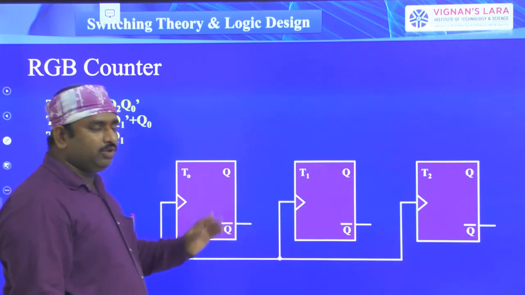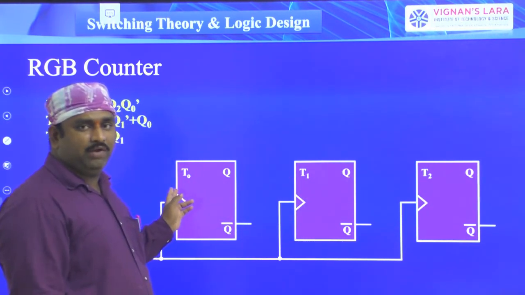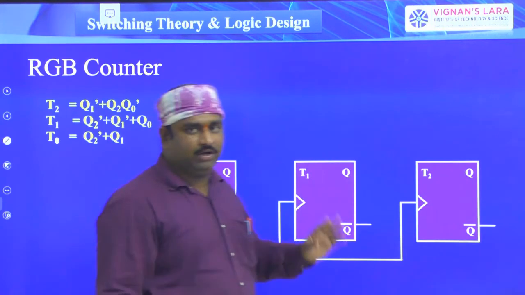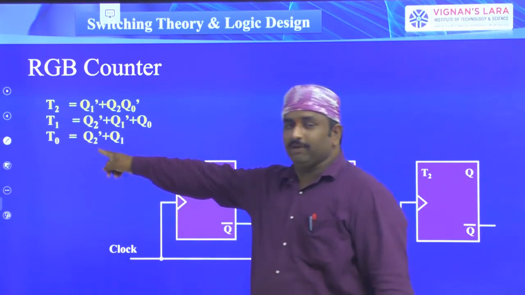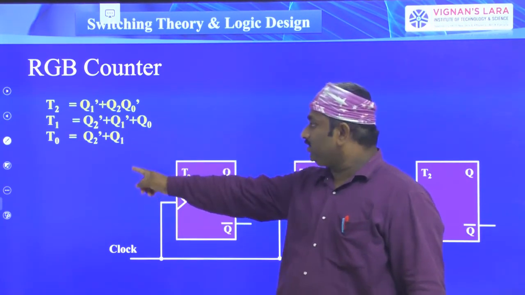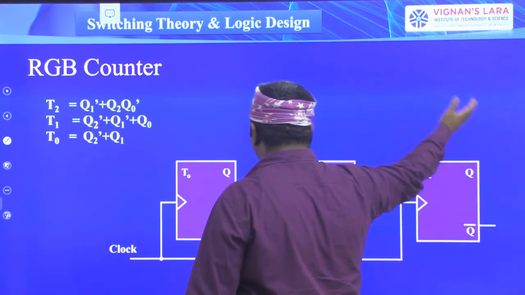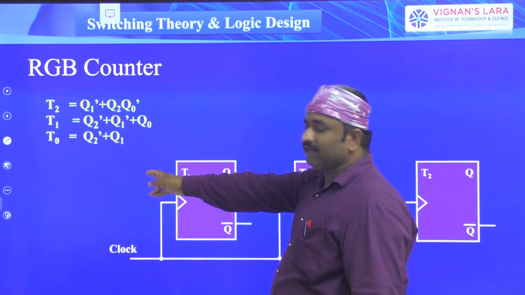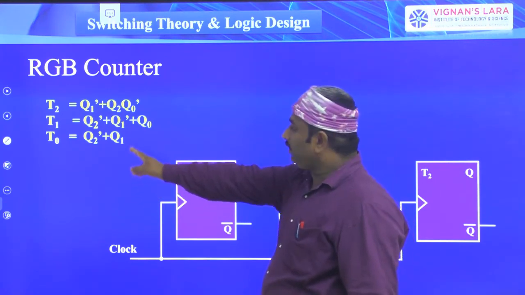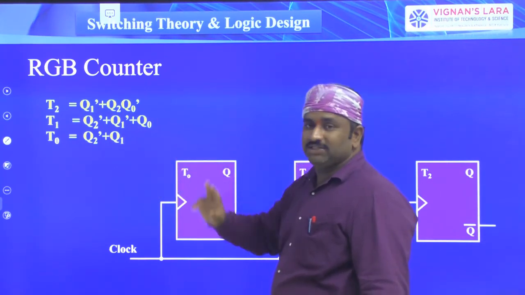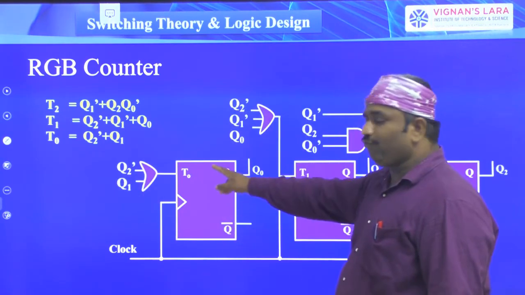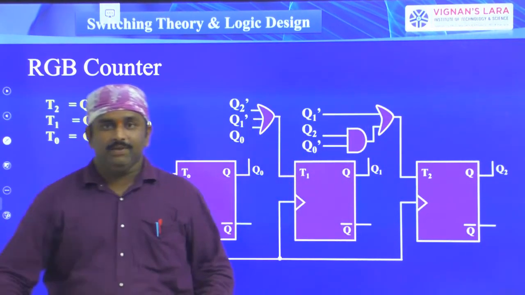Okay. Now coming to the remaining circuitry. What is the input we have to give? The input for T0 is the expression we have written, Q2 bar plus Q1. That is, you have to take the Q2 bar output from here, and connect an OR gate here. For that OR gate, Q2 bar is one input and Q1 is the other input. So like that we have to frame the connections. So this is the connectivity.